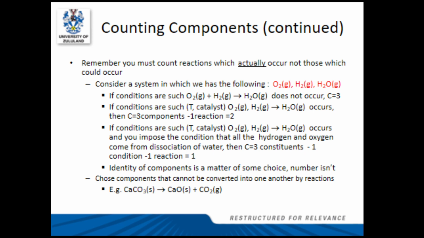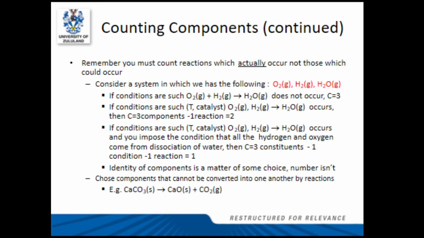Okay, let's look at another example. We must also remember that we must count the reactions which actually occur, not those which could occur. Let's consider a system. In our system, we have oxygen in the gaseous form, hydrogen in the gaseous form, and water in the gaseous form. If the conditions are such that oxygen plus hydrogen yielding water does not occur, we are asked to calculate the number of components, but we are told that the reaction does not occur.